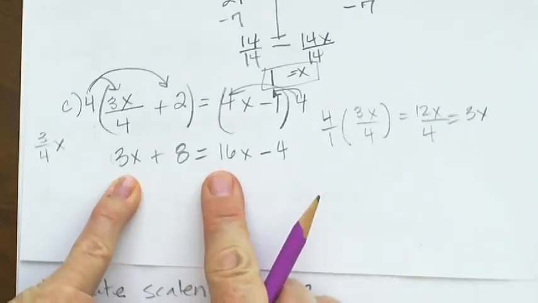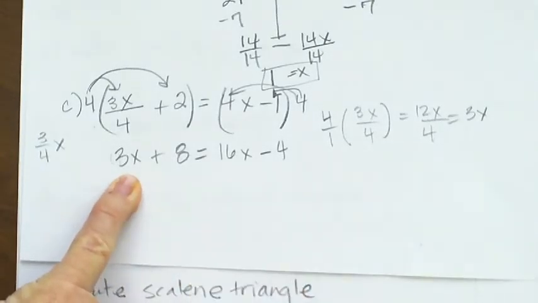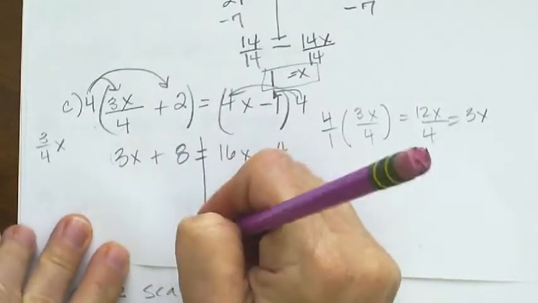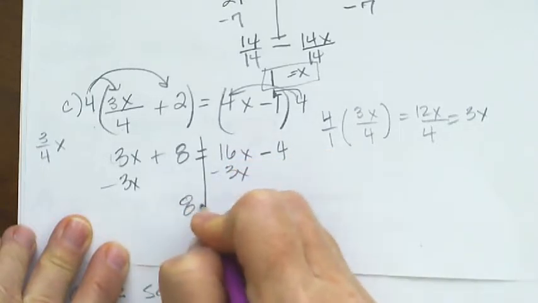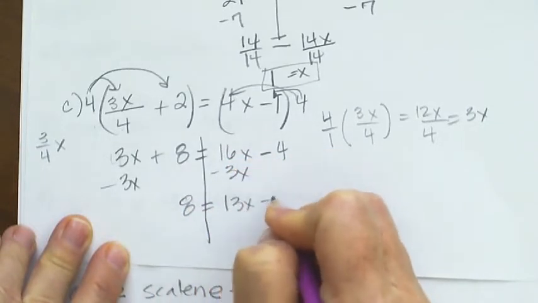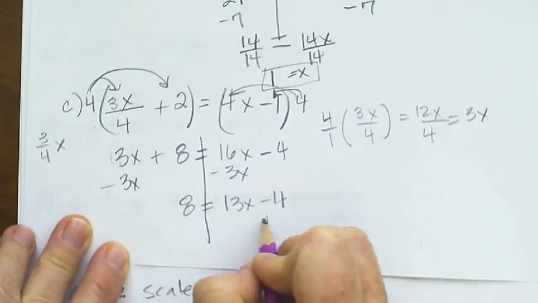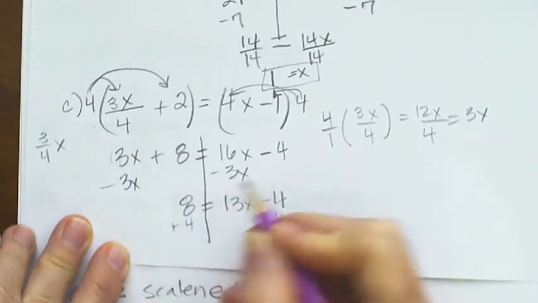We've got x's on both sides. 3x is smaller than 16x. Let's get rid of the smaller one. So 8 equals 13x minus 4. Let's add 4 to both sides.